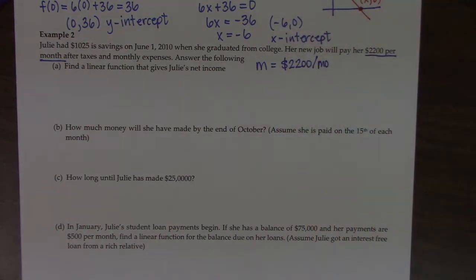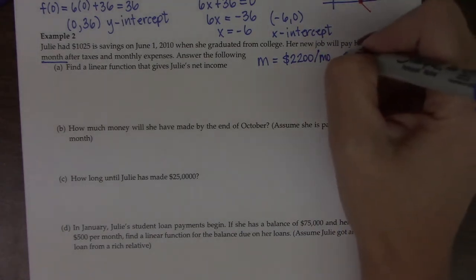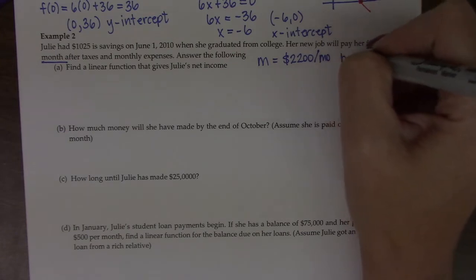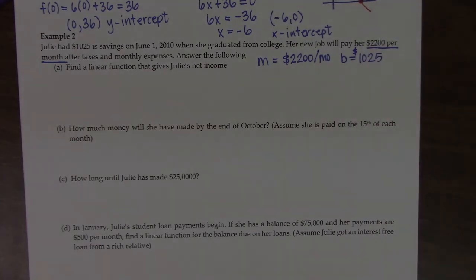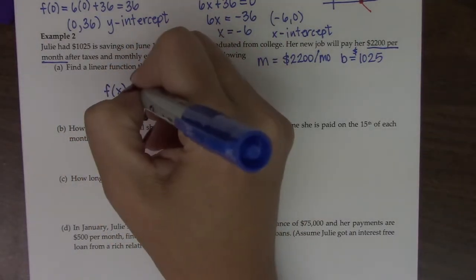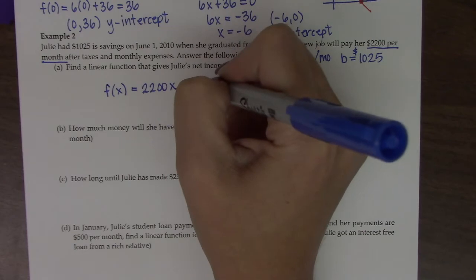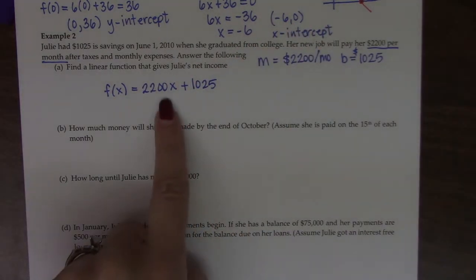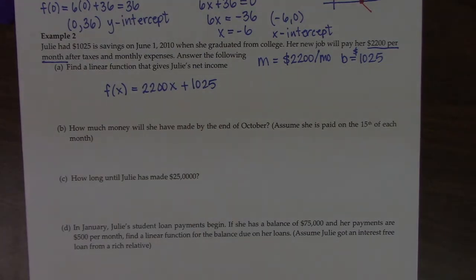$2,200 per month is a rate of change. That would be the average rate of change in this case, as she gains $2,200 a month. She starts, though, with her initial savings. So at time 0, her intercept is actually $1,025. Before she even gets her first paycheck, she already has that money. So we can write a linear function, f of x is 2,200x plus 1,025. In month 0, she's got what she started with, and then every subsequent month she'll add $2,200.